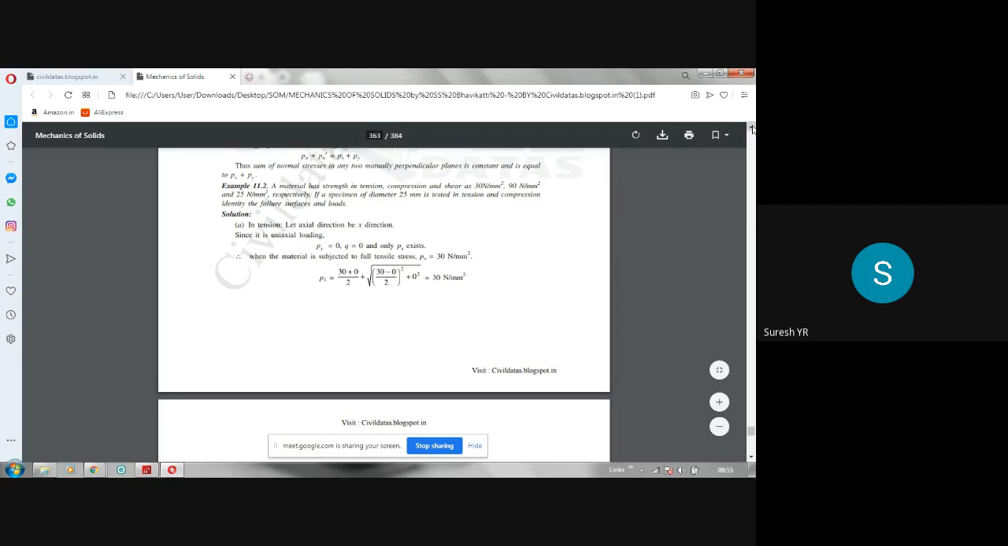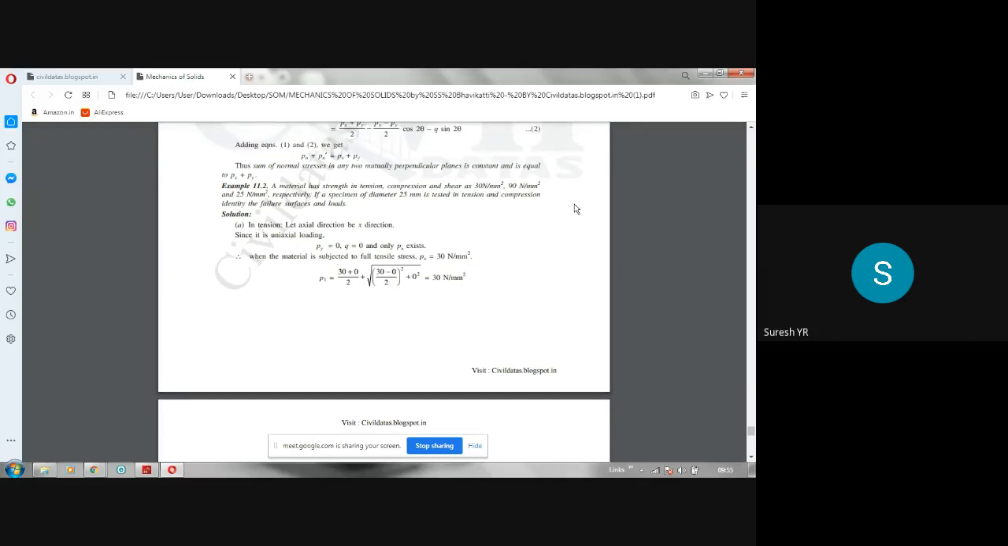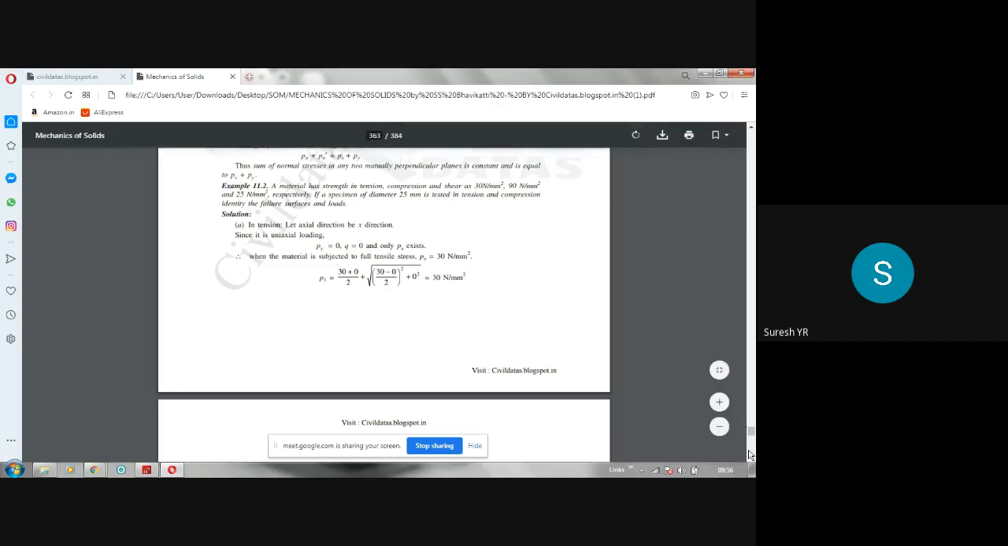Up to 30 Newton per mm square, the material can take tensile force. If it exceeds that, it will fail. Up to 90 Newton per mm square, the material can take compressive force. If it exceeds more than 90, say some compressive load you are applying, let us say 10 kilonewton, when it is 10 kilonewton the compressive stress is 90. If it is more than 10 kilonewton, then it will fail. The material will get cracks and fail. That is the meaning. This is maximum strength: maximum strength in tension, in compression, in shear.